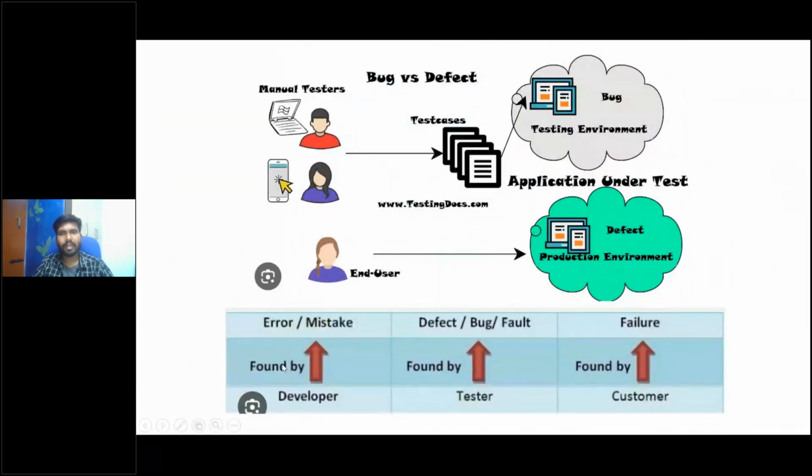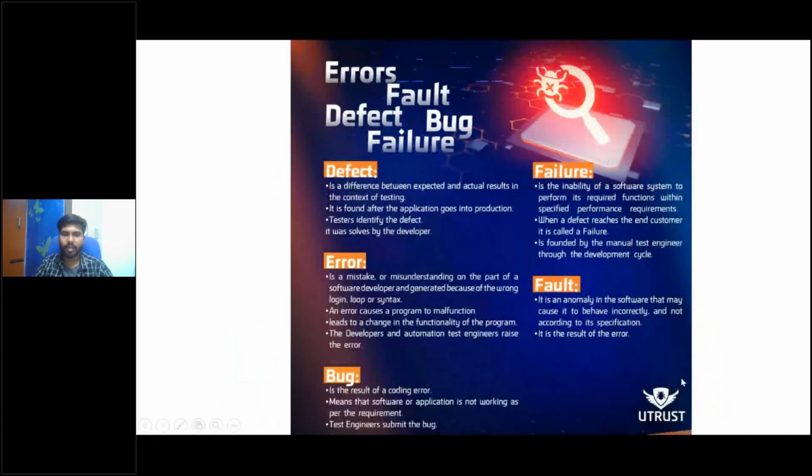If a defect is found at a testing environment, we'll be calling it a bug. And if the same defect is found at the production environment, we'll be calling it a defect. More or less, error, bug, defect, failure, mistake, everything is the same, but the name varies depending on the place or environment where it is identified. To consolidate, a defect is nothing but the deviation between the expected and the actual behavior. If the mistake is found at the production environment, we'll be calling it a defect.